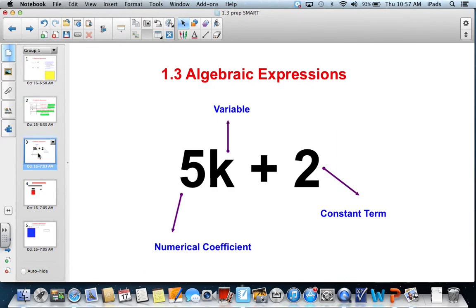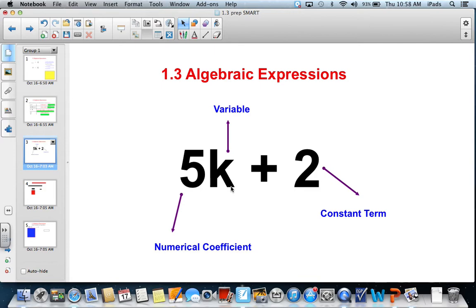When we look at an actual algebraic expression, 5k plus 2. That is an algebraic expression. 5 times a number plus 2, or 2 more than 5 times a number. Again, there's no multiplication sign. When you see a number next to a letter, that automatically means multiply.